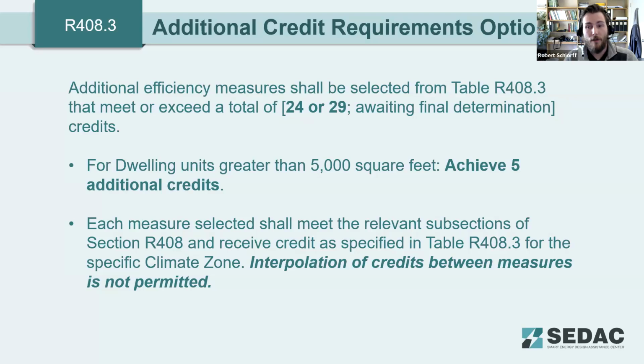For dwelling units that are greater than 5,000 square feet, so bigger than average, you need to achieve an additional 5 credits. And then each measure selected shall meet the relevant subsections of R408 and receive credit as specified in the table for the specific climate zone in the project. So interpolation of credits between measures is not permitted, and there is no partial credit given for any measures. So you either achieve the points or you don't.